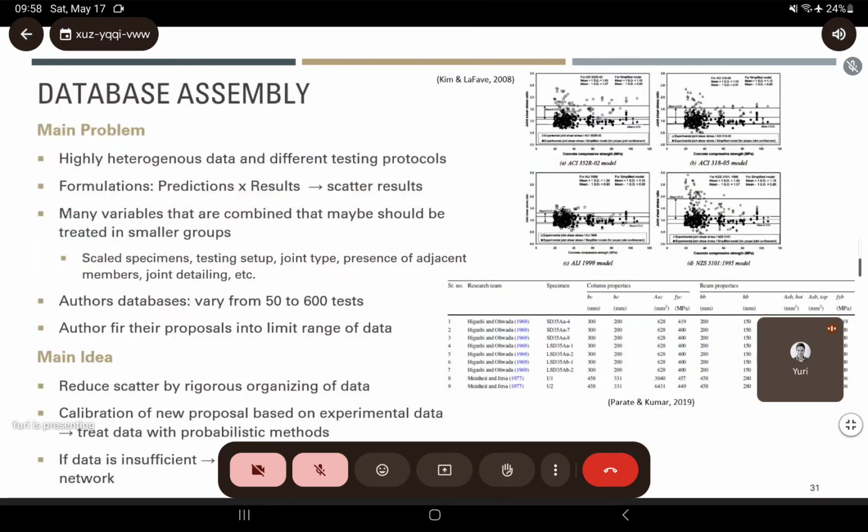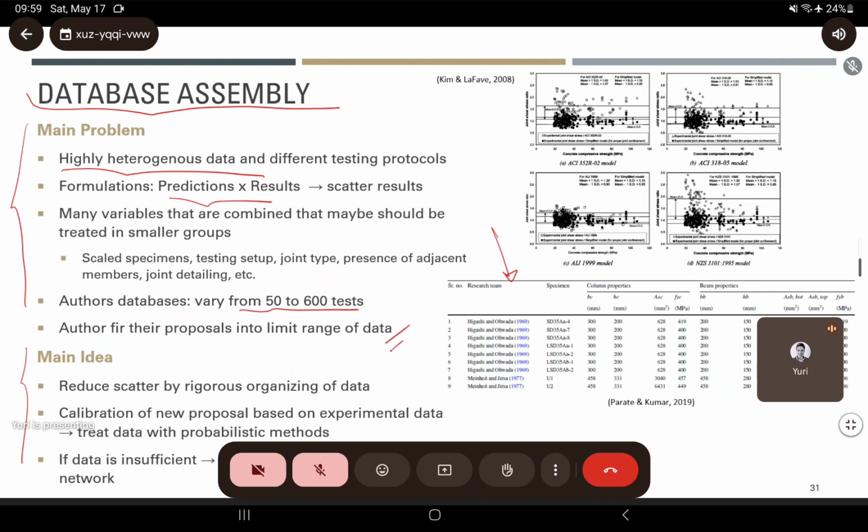And the last part of this presentation is how we're doing the database assembly. The main problem that we have seen in databases is that usually they do not have a sufficient number of variables. Most of the experiments tend to be very heterogeneous, and we have problems related to results and predictions. And most authors use databases as large as 50 to 600 tests.